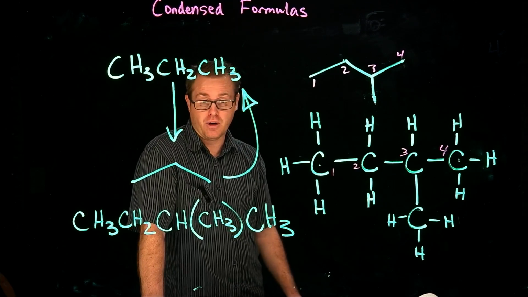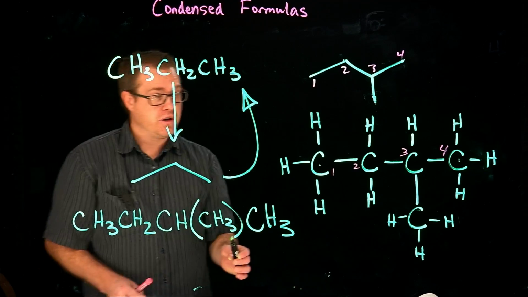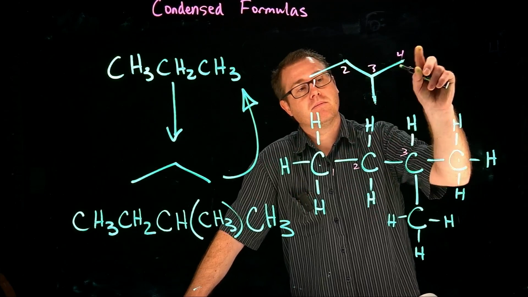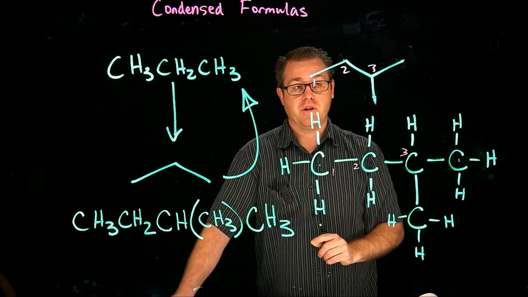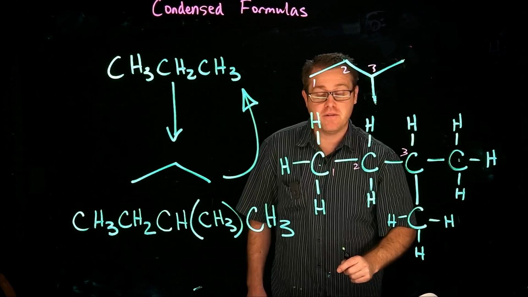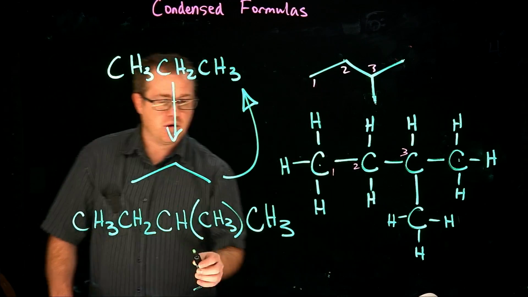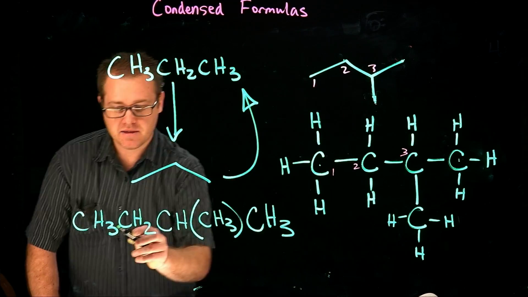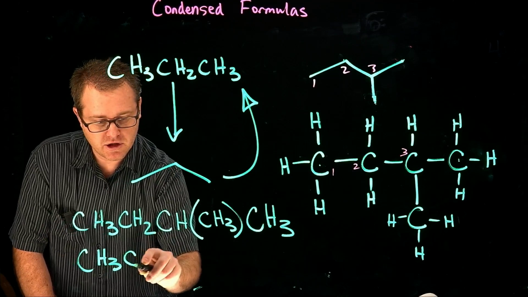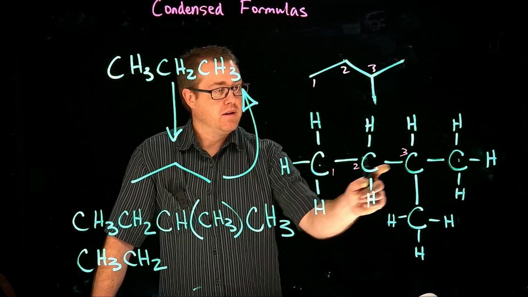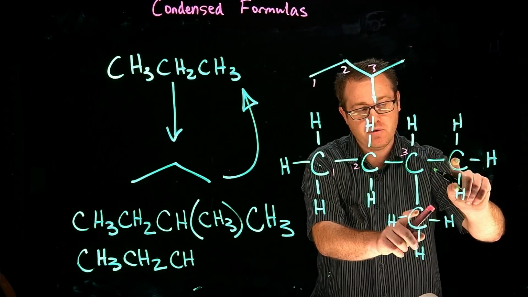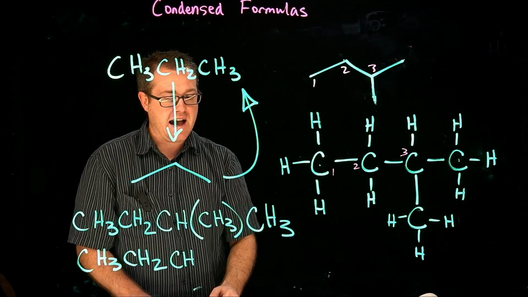Honestly, that looks a little weird, because another way you could have done it is you could have viewed it like this. There's only 1, 2, 3, and then we have 2 methyls coming off of carbon 3. So a better way to represent this would be CH3, CH2, a CH, and then we have 2 methyl groups directly attached to carbon 3.